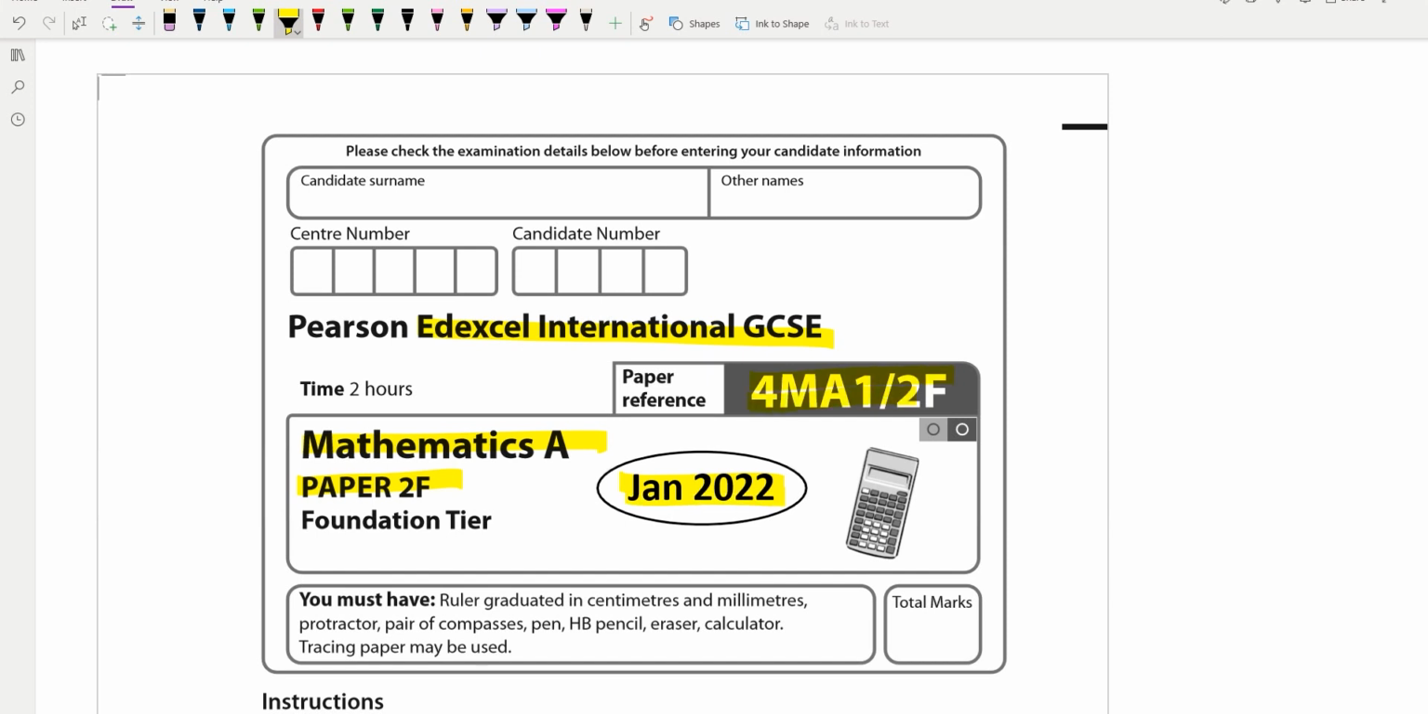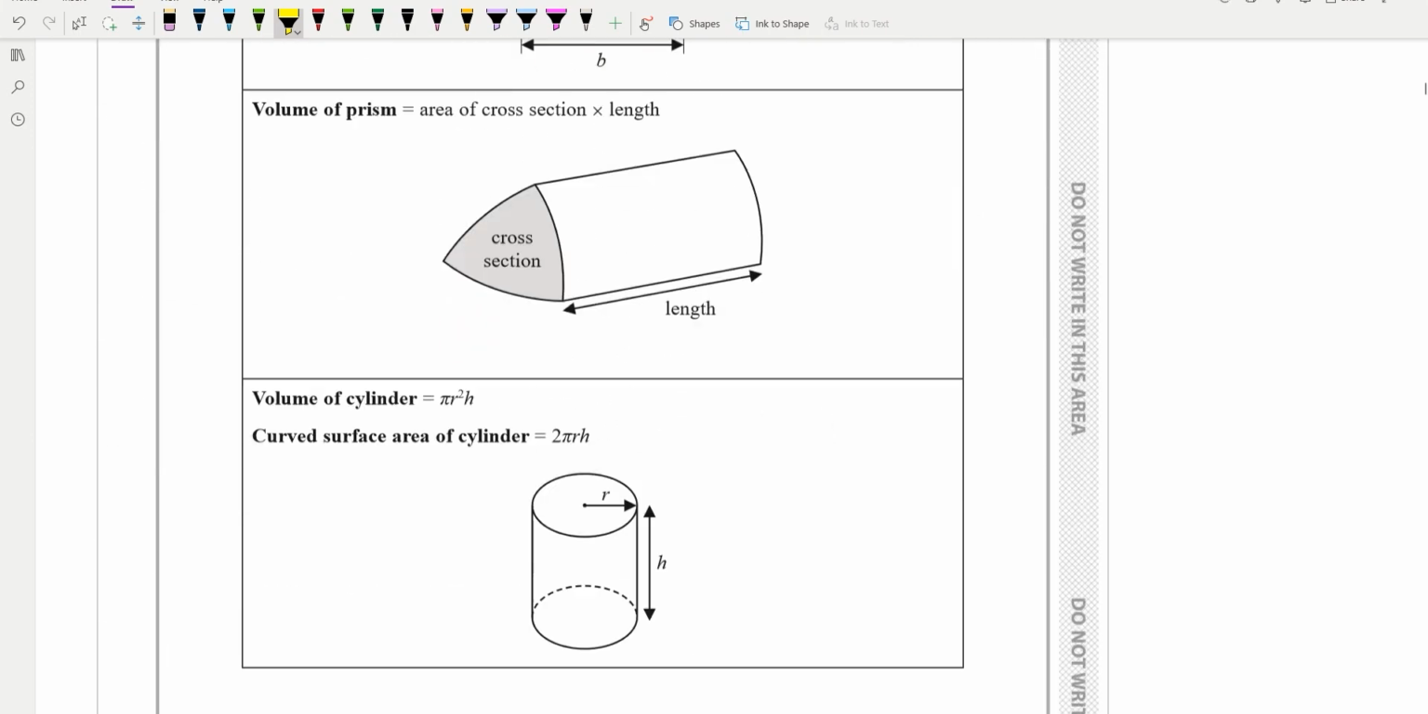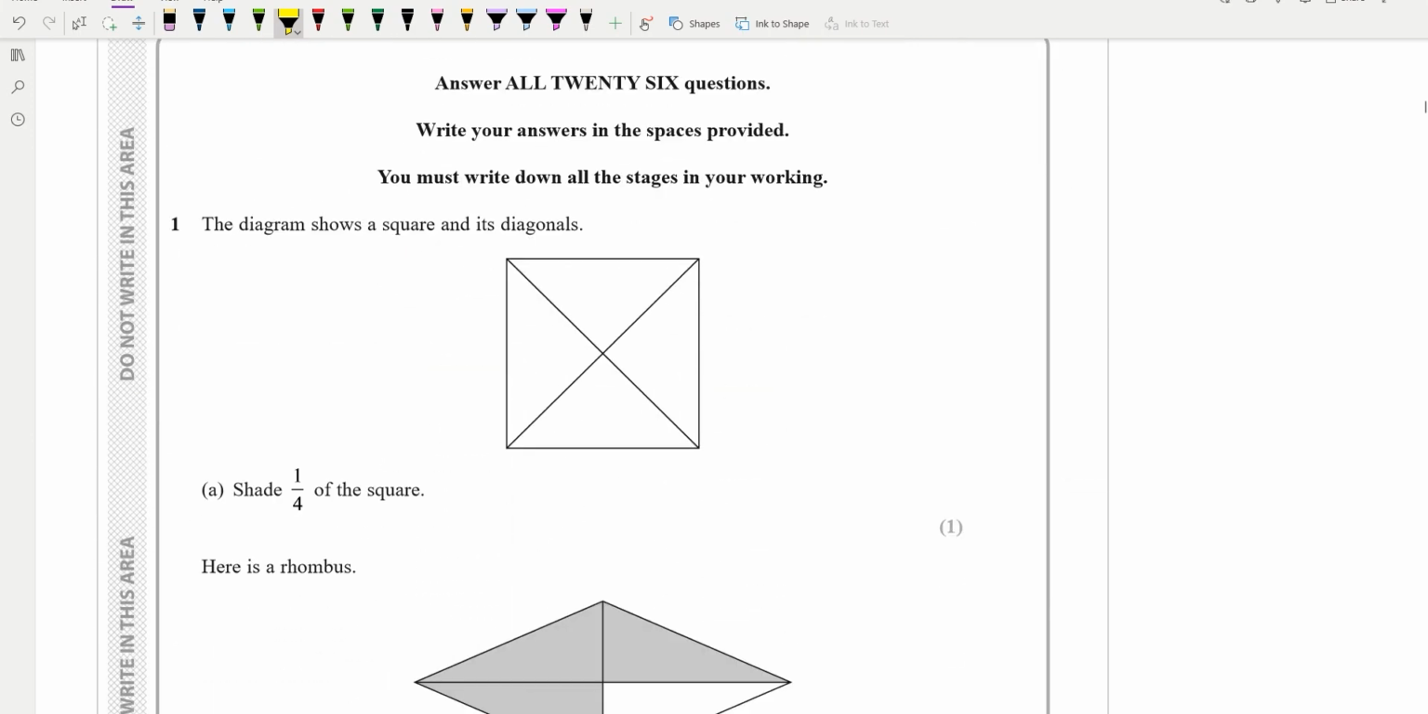Code is 4MA12F. Let us move to question number 1. The question number 1 says the diagram shows a square and its diagonals.